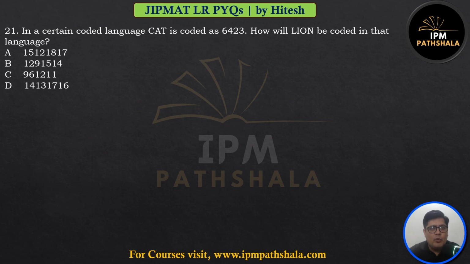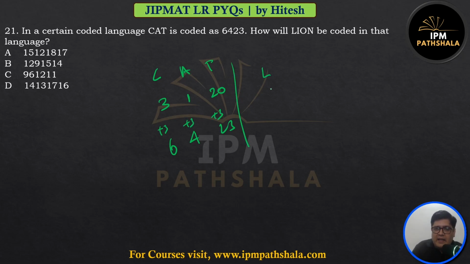In a certain coded language, CAT is coded as 6423. How will LION be coded? C has a number 3, A has a number 1, and T is the number 20. 6, 4, 23. What do you see? Plus 3, plus 3, plus 3. So LION, L is 12, plus 3 is 15. This is the only option with 15 in the start. My job is done. I don't have to worry about all the numbers.